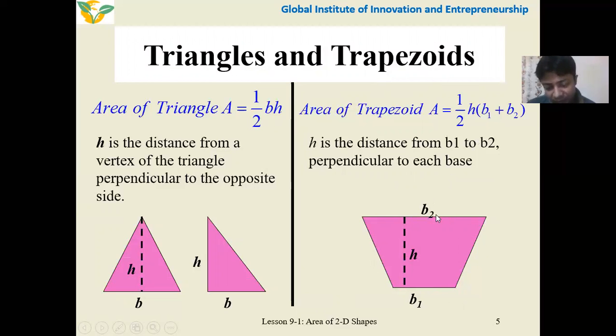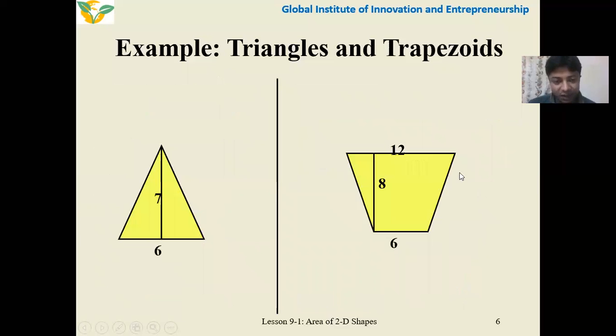B1 and B2 are the two parallel sides. The distance between them you have to put here, and you will multiply it by the sum of the parallel sides. This is B1, this is B2. You will put B1 plus B2. These are the parallel sides, not the non-parallel ones. So I will give you an example of how you calculate.